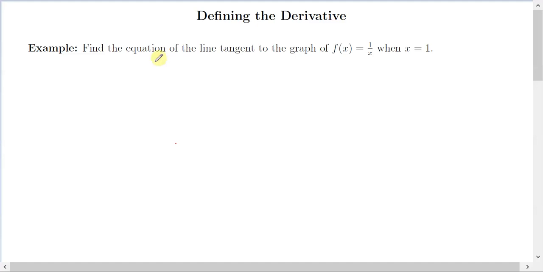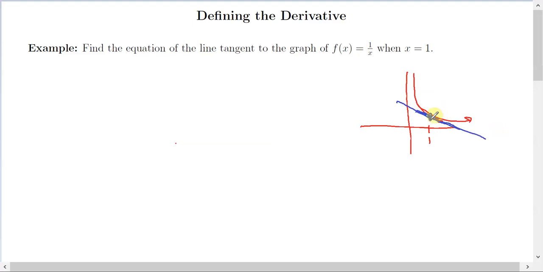Here we've got an example that asks us to find the equation of a tangent line to the graph of 1 over x at x equal 1. And so the idea is, we know that 1 over x looks something like this. So maybe that's 1 there, and I didn't make it curved very well. But anyway, I want the tangent line at this point here. So we can say it's some sort of negative sloped line that I want to find.